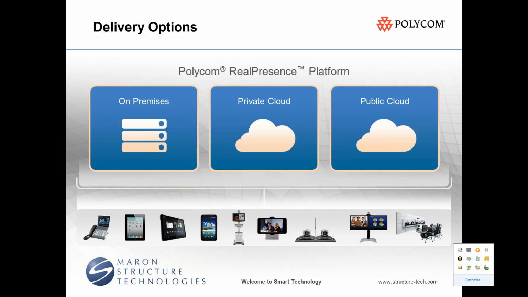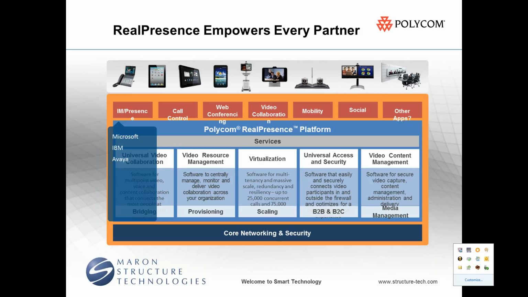Their Real Presence platform makes an assumption you have some on-premise equipment in the form of cameras, webcams, Polycom. Then the private cloud, you can do it internally as a private cloud, or you can do it externally as their public cloud. So delivery options for all these things are becoming cloud-based as well as in-house. There's a break-even point where it becomes more effective and cost-effective to have the equipment in-house, just like there is with anything. So Real Presence empowers basically everybody. IM Presence currently works with Microsoft, IBM, Avaya, does work with Cisco Presence as well.